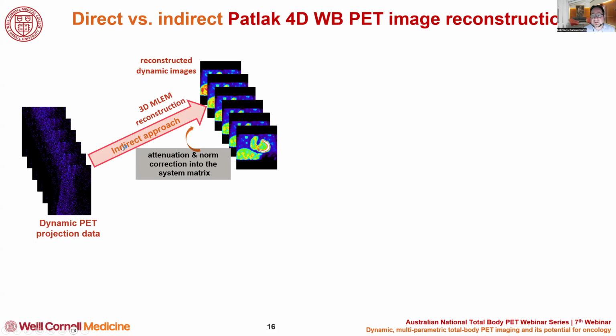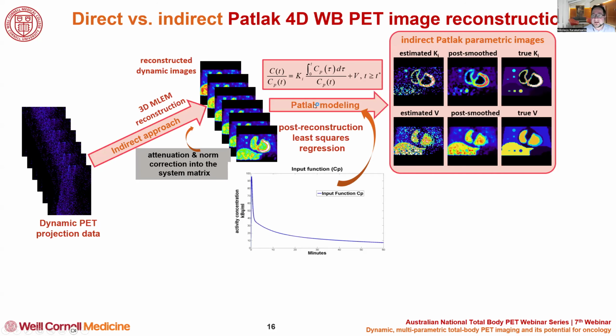So the traditional approach for processing those is to first reconstruct individually each one of them, obtain the images that correspond to each one of those sinograms, and then in the image domain, apply the Patlak analysis and the input function to obtain our Ki images, and then smooth them to improve the lesion detectability.